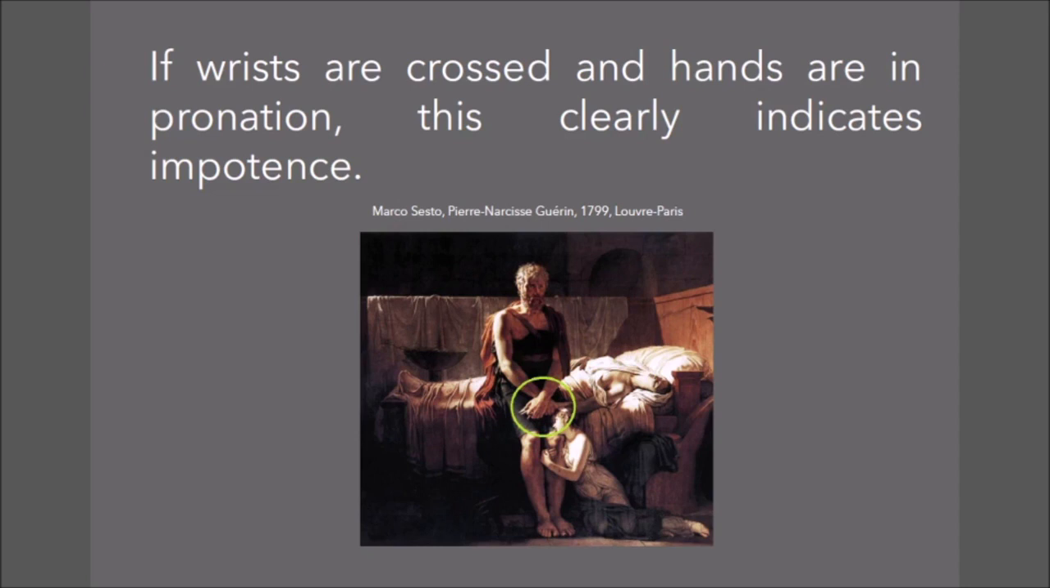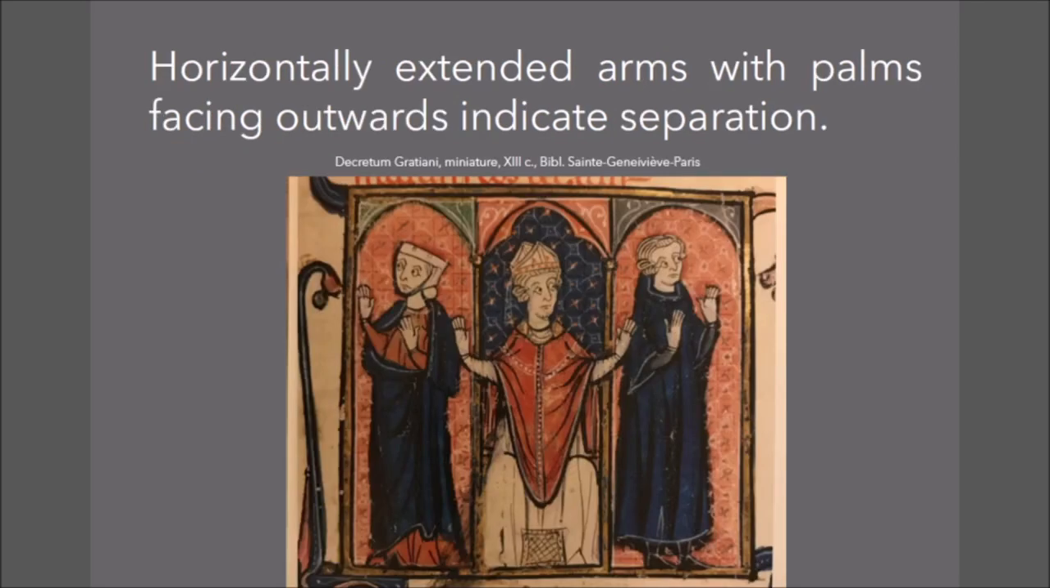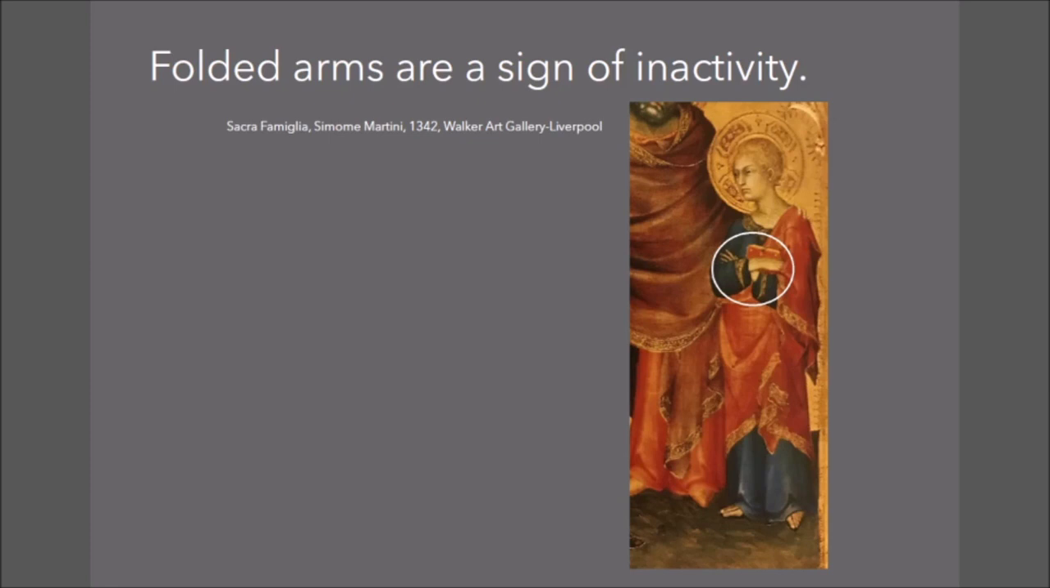If wrists are crossed and hands are in pronation, this clearly indicates impotence. Horizontally extended arms with palms facing outwards indicate separation. Folded arms are a sign of inactivity.